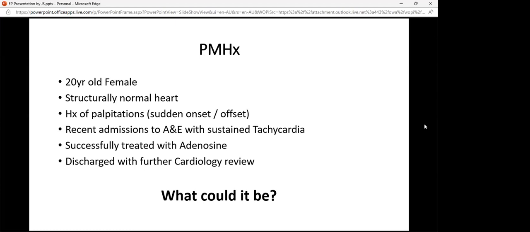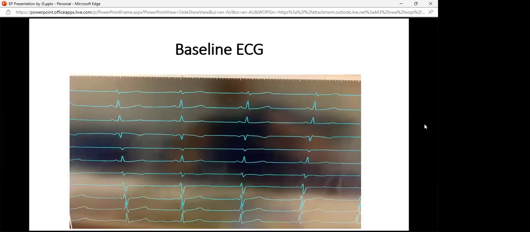So based on that history, it's classic symptoms for an SVT, but the question is always, well, what could it be? So we brought her in. First thing we always do is a 12-lead ECG.